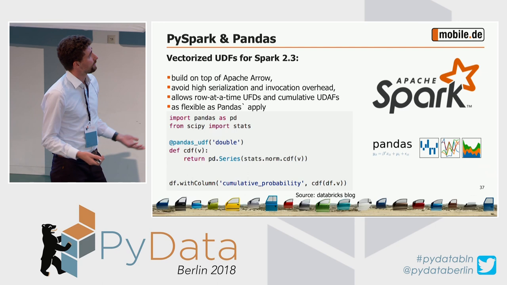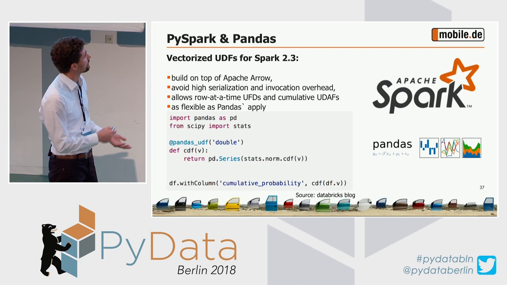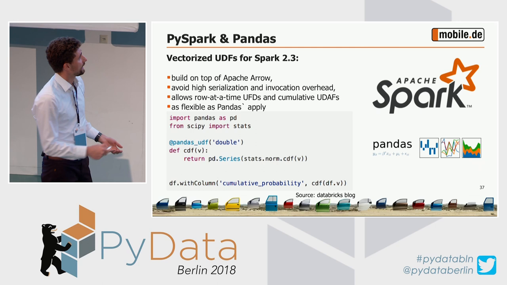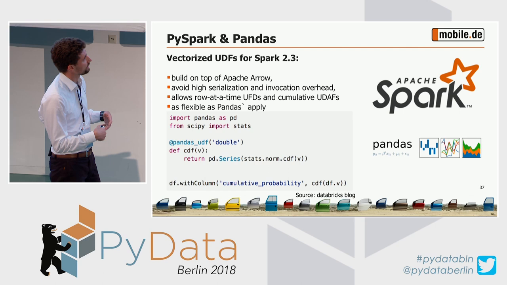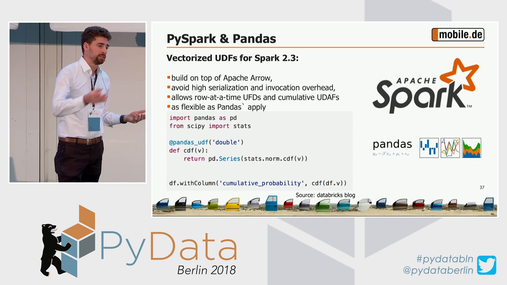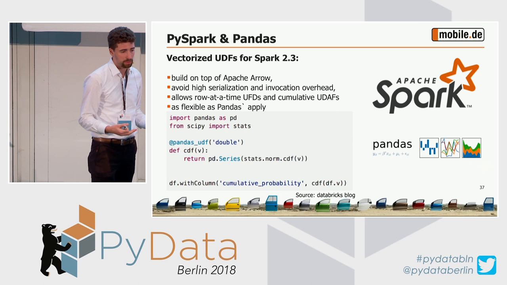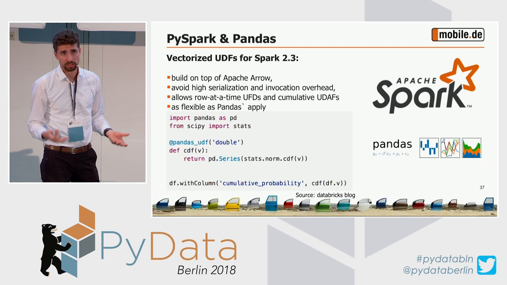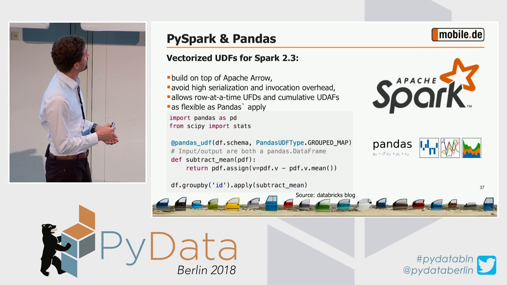You have this Pandas UDF decorator, and here I do just an example, a cumulative distribution function. You see that you can define this function with the help of a Pandas series, and then you define, okay, here's my new column, and you just call this. Basically, what happens in the background is that the Java data is, by using Pandas Arrow, copied over to the Python process as a series, and there's no serialization and deserialization again, so there's directly this Pandas series.